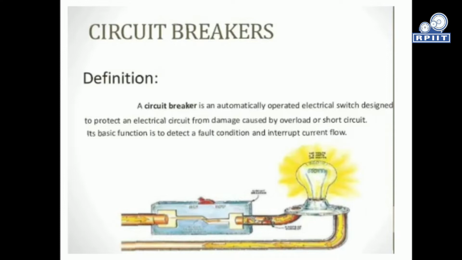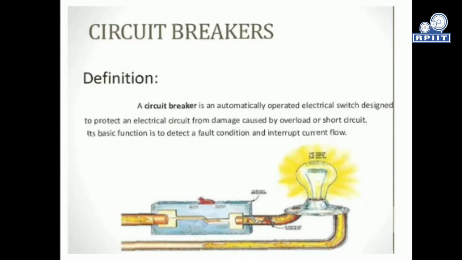By definition, a circuit breaker is an automatically operated electrical switch designed to protect an electrical circuit from damage caused by overload or short circuit. A circuit breaker is nothing but an automatic or manual switch that operates under automatic condition whenever a fault occurs in the circuit. The main function of the circuit breaker is to detect the fault condition and interrupt the current flow between the healthy circuit and the unhealthy circuit.